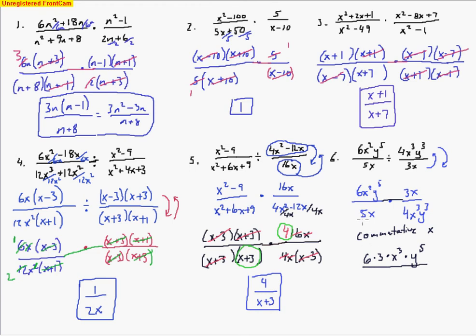Down below, the same thing, 5 and 4, bring those next to each other. And then count up the x's. You got 1 x and 3 x's make 4 x's. And then count up the y's. You just got those 3 y's. And so now we can go ahead and do some reducing. So let's go ahead and cancel out some numbers here.